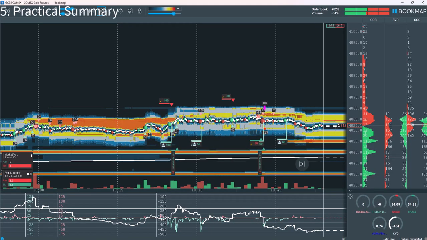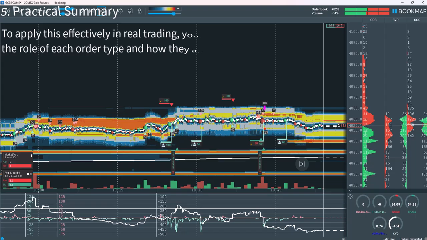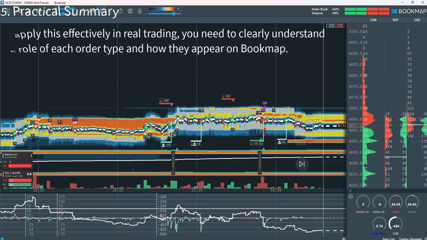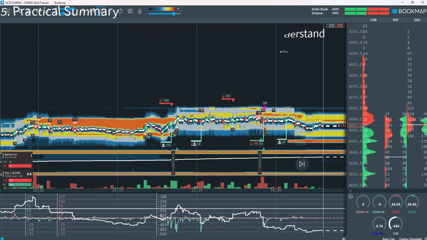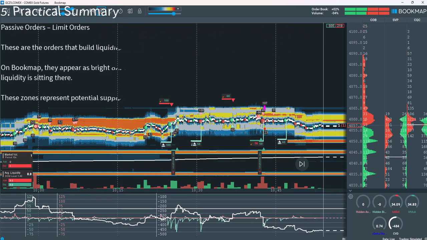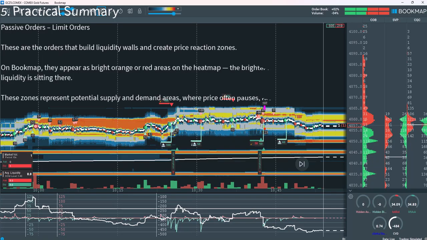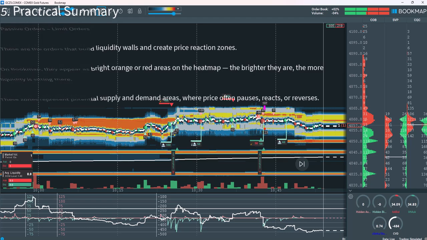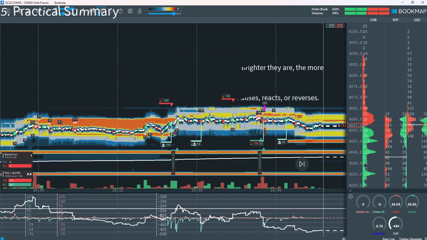5. Practical summary. To apply this effectively in real trading, you need to clearly understand the role of each order type and how they appear on Bookmap. Passive orders, limit orders. These are the orders that build liquidity walls and create price reaction zones. On Bookmap, they appear as bright orange or red areas on the heatmap. The brighter they are, the more liquidity is sitting there. These zones represent potential supply and demand areas, where price often pauses, reacts, or reverses.